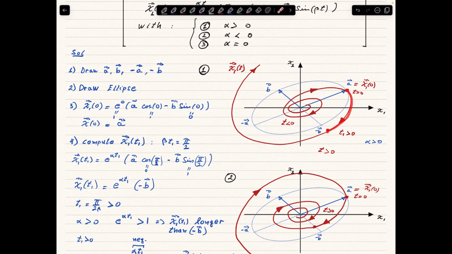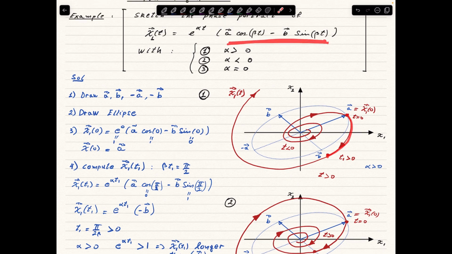The solution has to rotate because of this part, and it has to get larger and larger in magnitude because of that factor. So the solution has to be a spiral like that. This part inside the ellipse is for t negative, when this factor is less than 1. The part outside the ellipse is for t positive, when this factor is bigger than 1. And then we cross the ellipse at t equals 0, when this factor is actually 1. And this is how the picture looks.